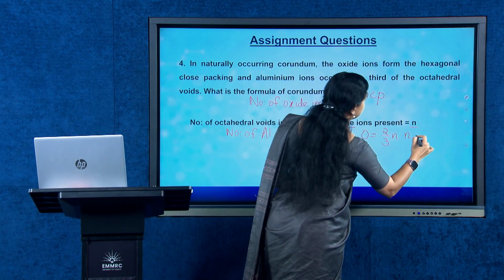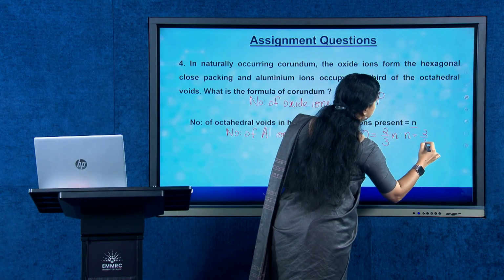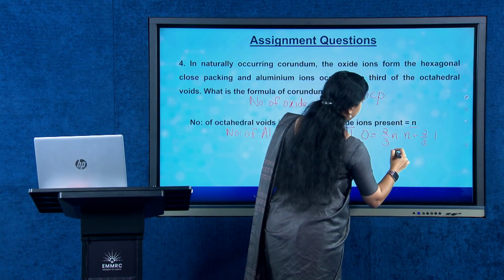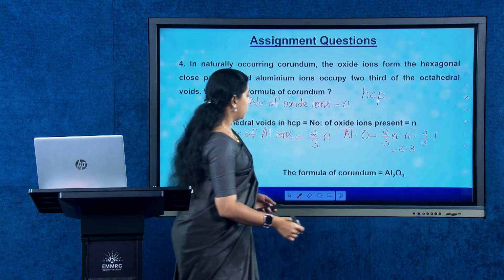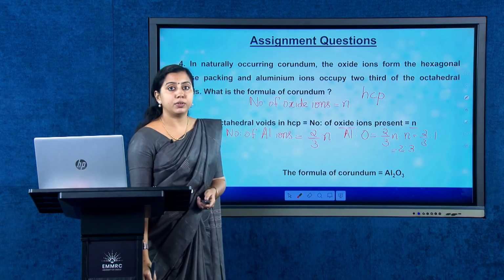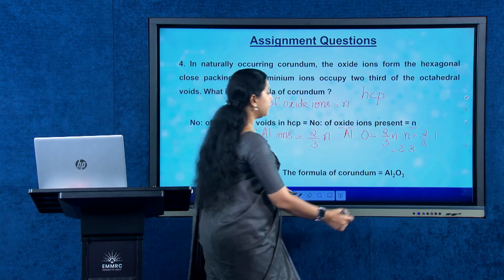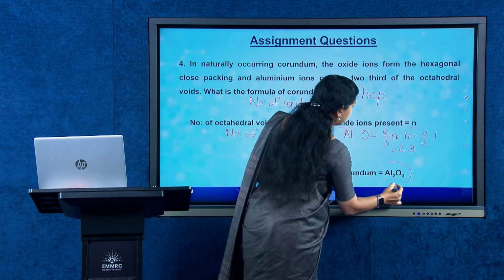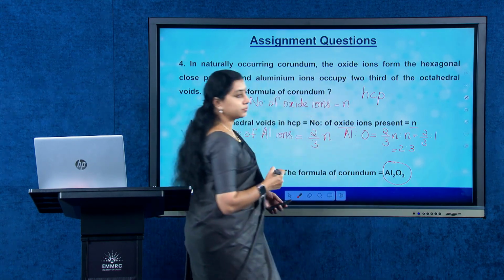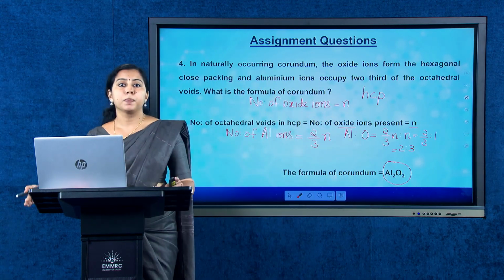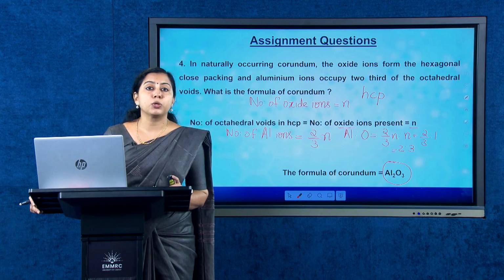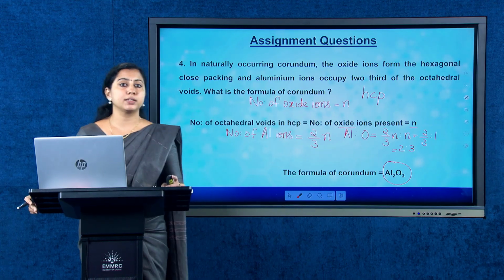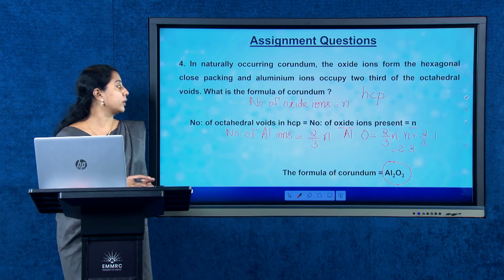So that is 2/3 is to 1, or that is equal to 2 is to 3. So what will be the formula of the oxide of aluminium, that is corundum? It will be Al2O3. Okay. So here it is given the oxide ions form a hexagonal close packing. The aluminium ions occupy 2/3 of the octahedral voids, and we have to find out the formula of the corundum.